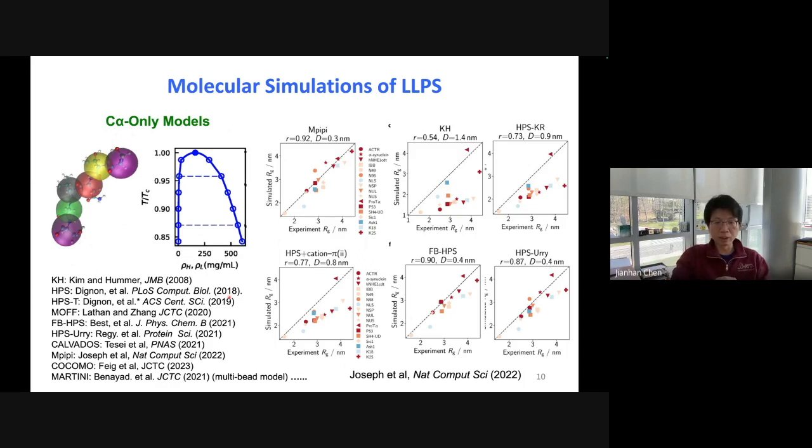And then this became really popular because it's really efficient. Now there are many different variants of this type of C-alpha model for phase separation. The main difference is really in how one would describe the pairwise effective interactions and how you go about optimizing them. People have actually used some of the more advanced machine learning approaches, trying to optimize these potentials.